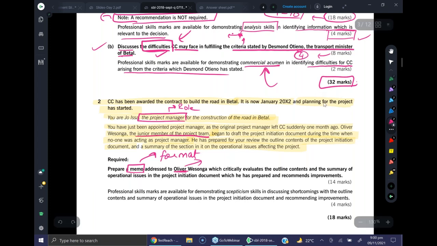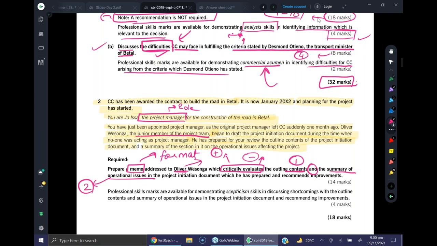Okay. Now it says that prepare a memo addressed to Oliver which critically evaluates the outline contents, number one, and so whenever there's an and, just be conscious there is one more part of the requirement. So critically evaluate means whatever is right, tell that very clearly, and whatever is wrong, clearly tell why you think it's not right. So critically evaluate the outline contents and the summary of operational issues. So both the things in the project initiation document. So project initiation document has both the contents and operational issues. So if I just talk about contents and not talk about operational issues, I might lose good number of marks. So I can't do that. Okay.